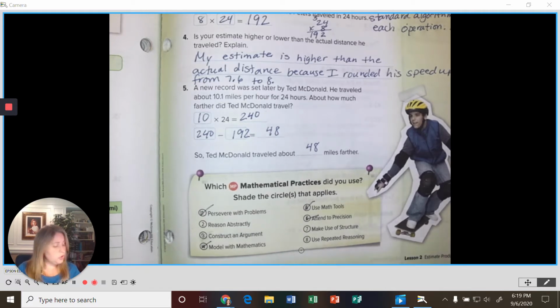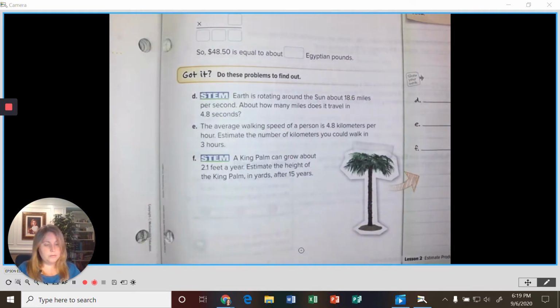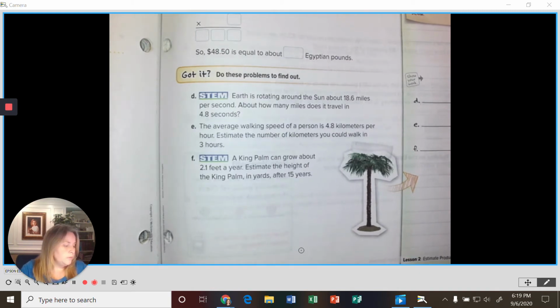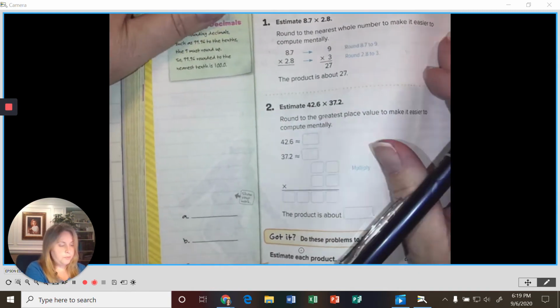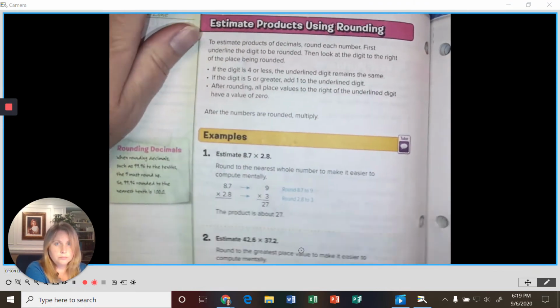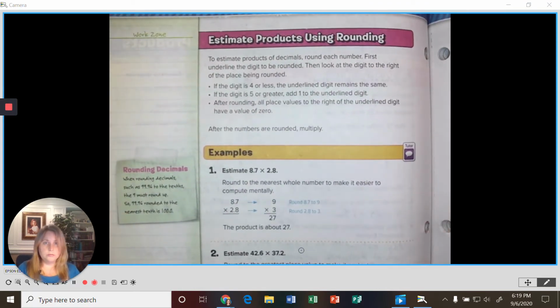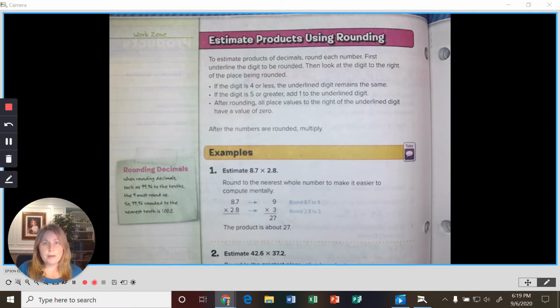Okay, so let's turn the page to 186. So we are looking on page 186, estimating products using rounding. To estimate products of decimals, round each number. First, underline the digit to be rounded, then look at the digit to the right of the place being rounded. If the digit is 4 or less, the underlined digit remains the same. If the digit is 5 or greater, add 1 to the underlined digit.